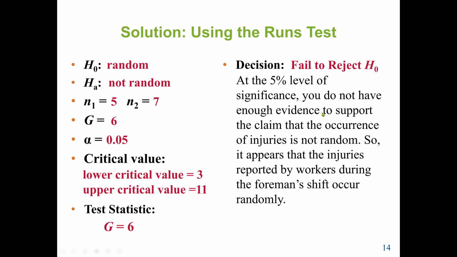So here we say that at the 5% level of significance, you do not have enough evidence to support a claim that the occurrence of injury is not random. So it appears that the injuries reported by workers during the foreman's shift occur randomly.